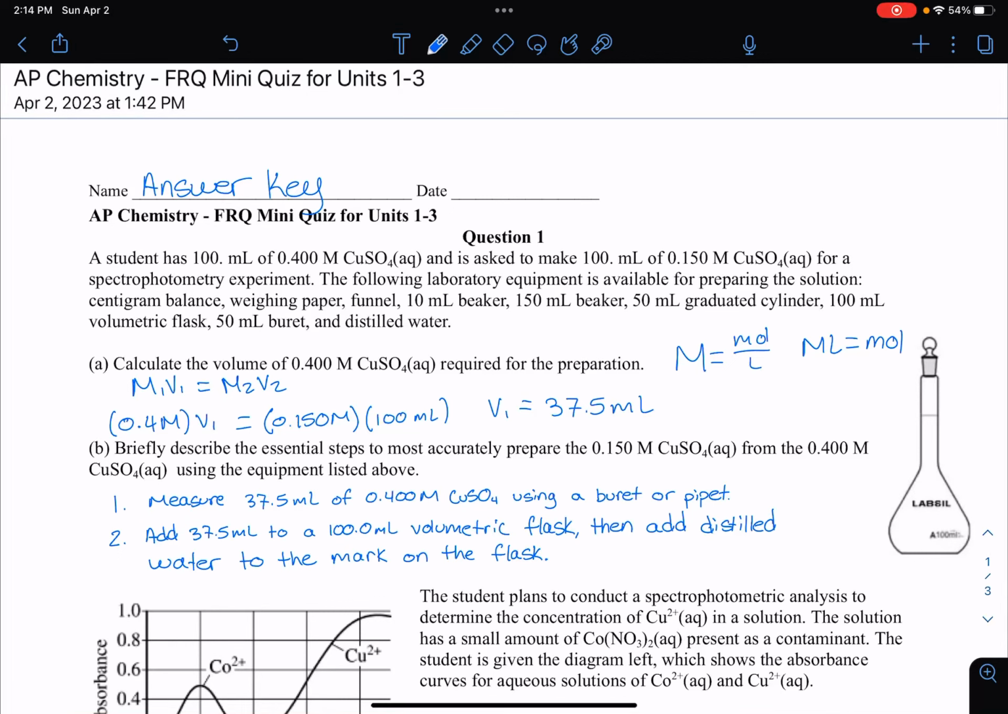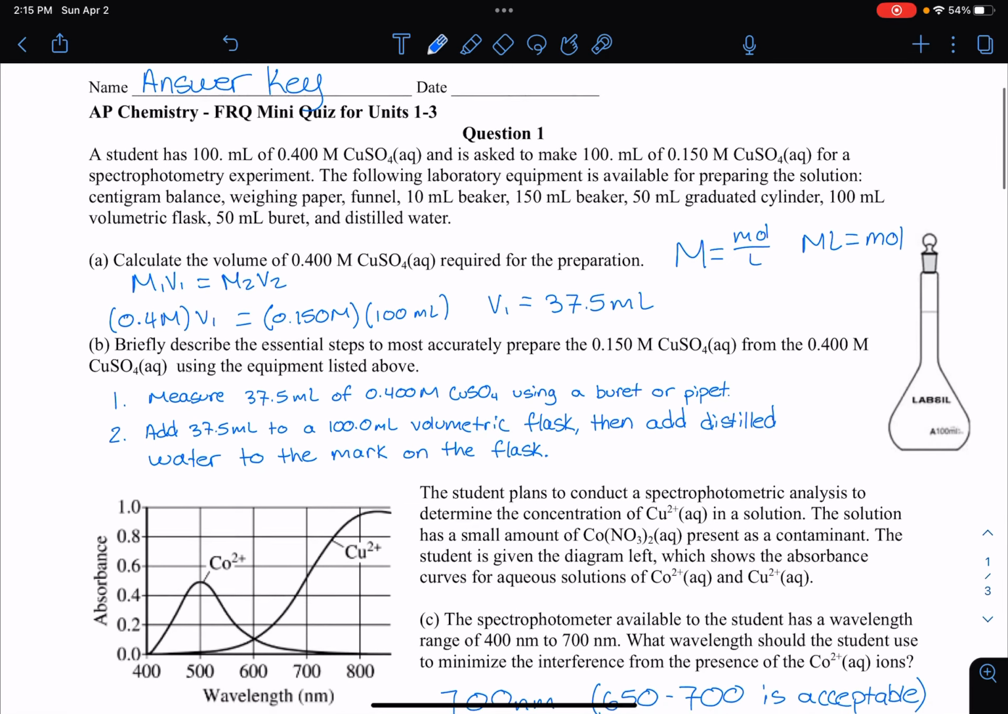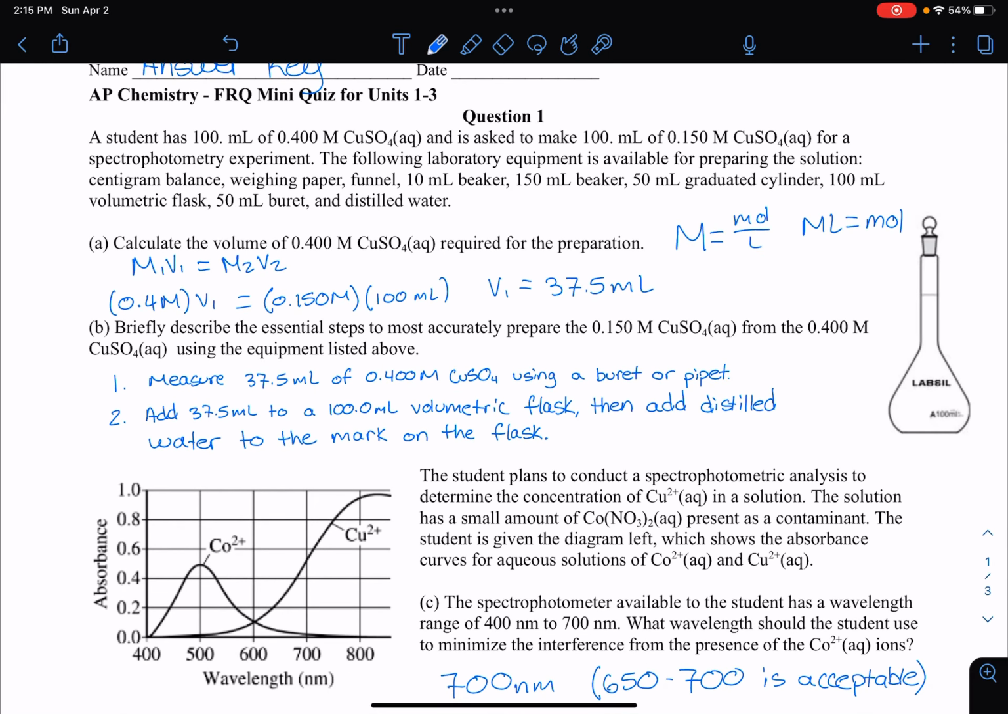All right, let's go ahead and look at these problems from the mini quiz that we had on units 1 through 3. A student has a 100 milliliter sample of 0.4 molarity copper sulfate and is asked to make 100 milliliters of 0.15 molarity copper sulfate for a spectrophotometry experiment. The following laboratory equipment is available for preparing the solution, and you have the following items. A. Calculate the volume of 0.4 molarity copper sulfate required for the preparation.